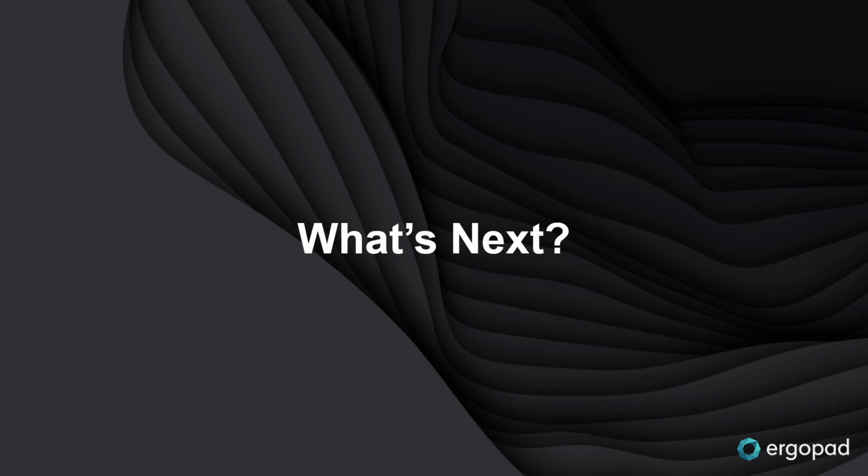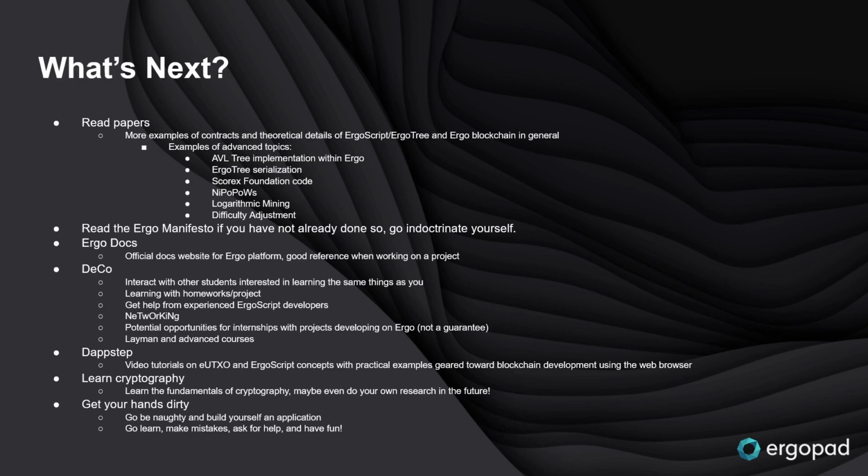So what's next? You've watched this video. What do you do next? You could read more papers if you wanted, where it covers more advanced concepts about the blockchain, like ErgoScript and ErgoTree, how it's defined as a language. You can learn about the AVL tree implementation within Ergo, how NiPoPoWs work, and just more advanced topics. You can read the Ergo Manifesto if you haven't already. It's a good way to indoctrinate yourself into Ergo.